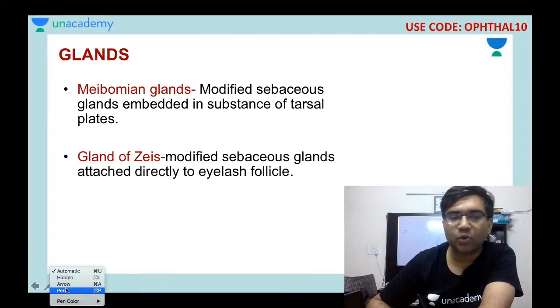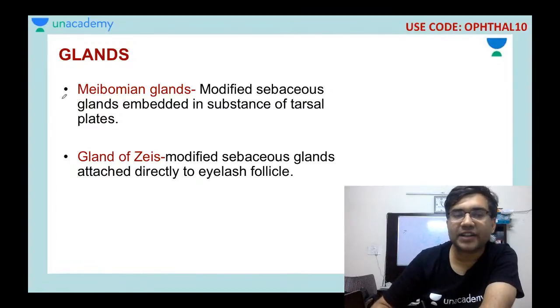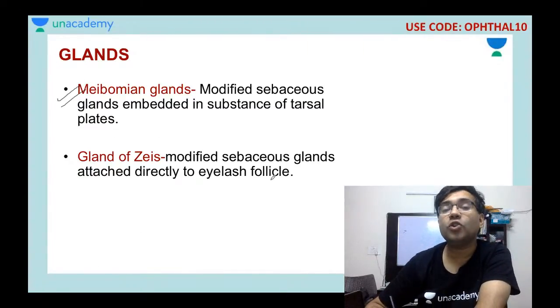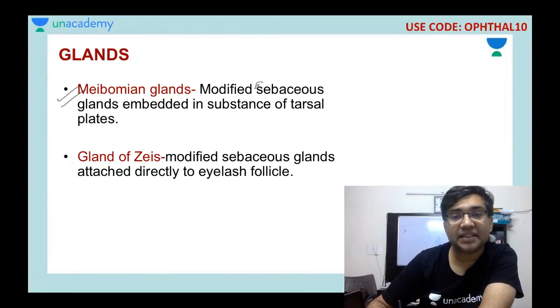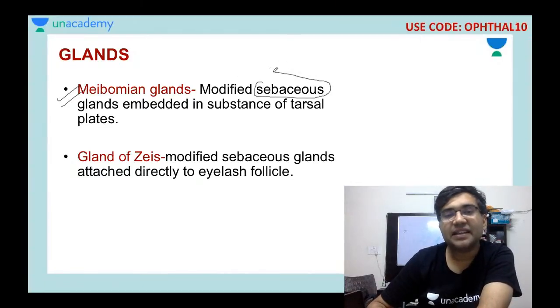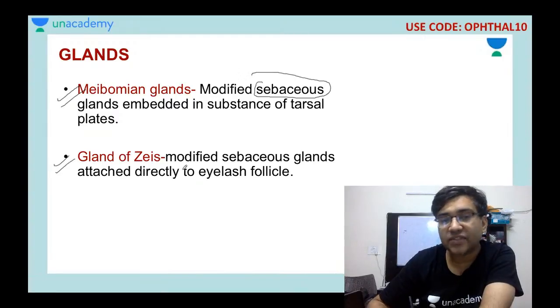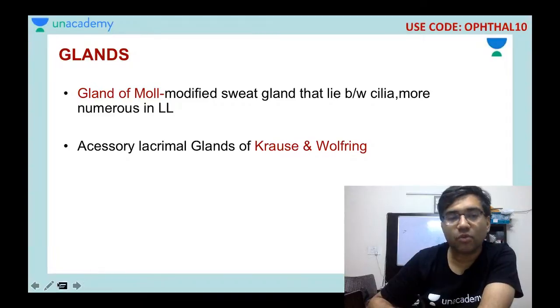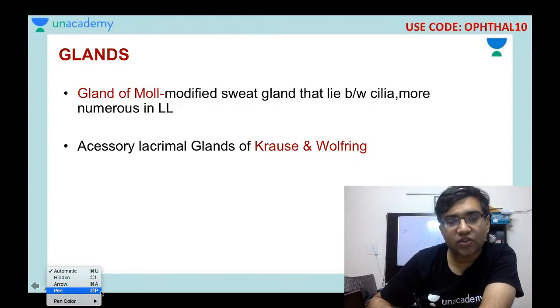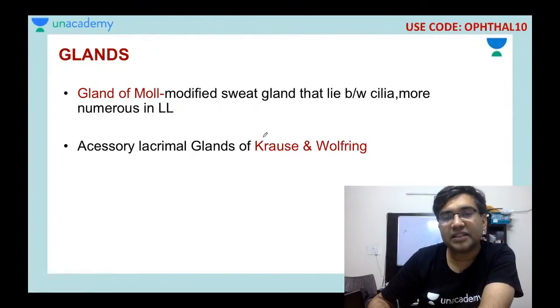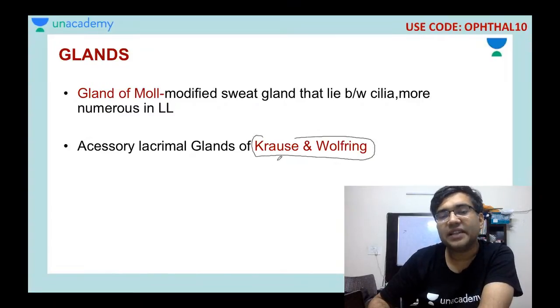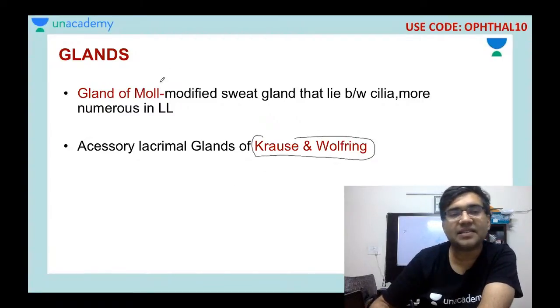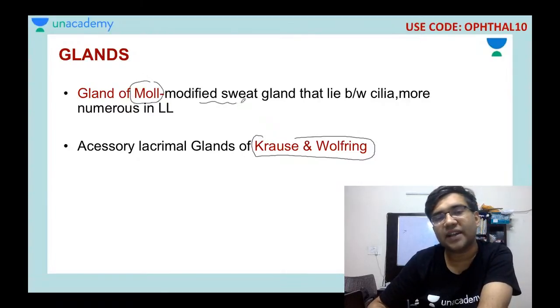Then what are the various glands of the eyelids? I told you the meibomian glands, which are so much important in the internal hordeolum and chalazion. They are basically modified sebaceous glands. Then I told you about the glands of Zeiss, which are opening directly into the eyelashes, which are also the sebaceous glands. Then I told you about the glands of Moll and the glands of Krause and the Wolfring. The glands of Krause and the Wolfring are the accessory lacrimal glands, and the glands of Moll are the modified sweat glands.